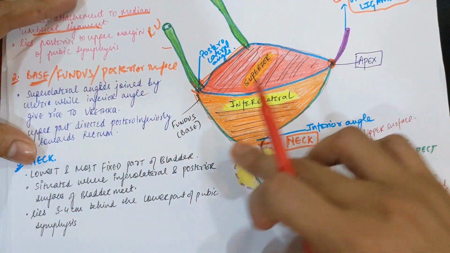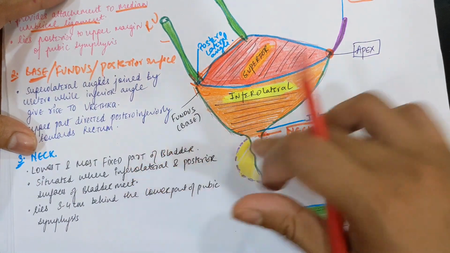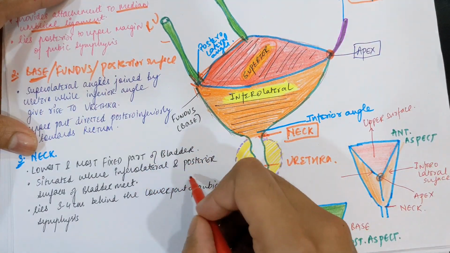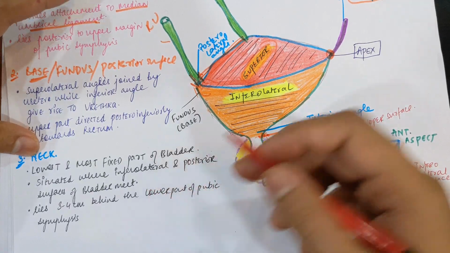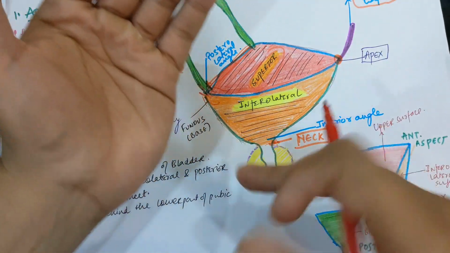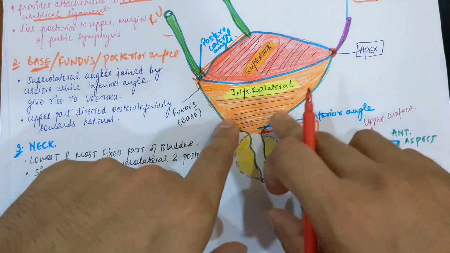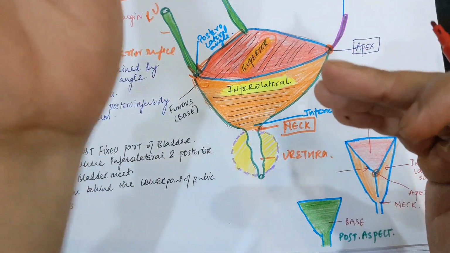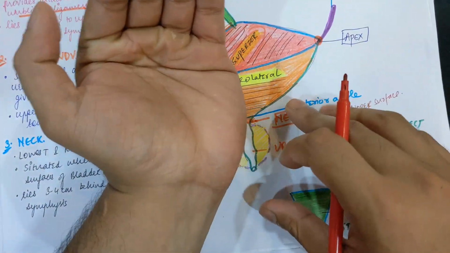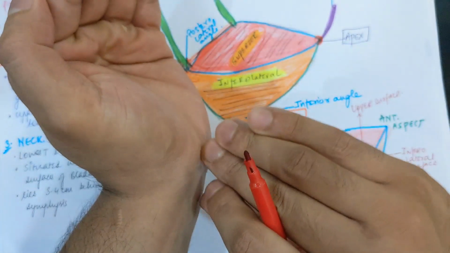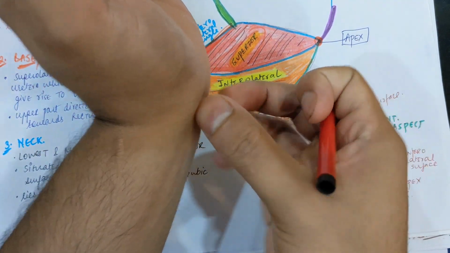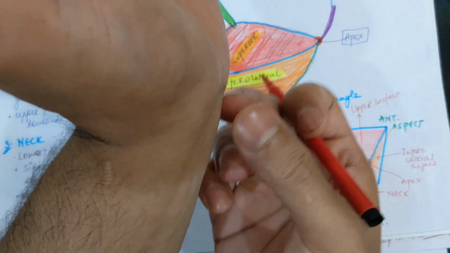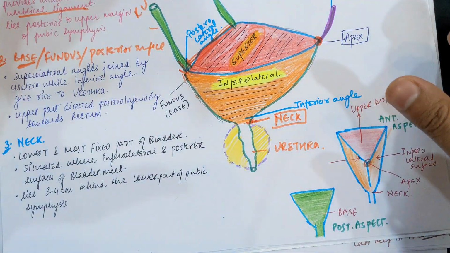Clear? Now the neck. The neck is the lowest and the most fixed part, situated where the inferior lateral and the posterior surface of the bladder meet. From the back side, the posterior surface comes to the inferior side, and here the inferior lateral surfaces meet. So this neck is the position where the base, the back surface, and the lateral surfaces meet towards the downward side. From there your urethra originates.